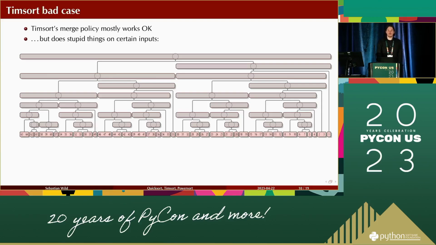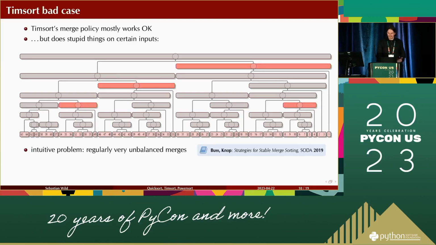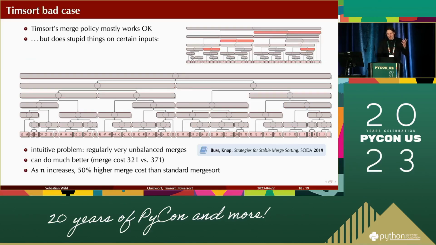But there's another problem that popped up a little later. And when this paper came out, that's when I got interested in the problem. It turns out for a certain pattern of run lengths, Timsort does really stupid merges. Namely, these red ones always just add one single element to a fairly long list to make it one longer. And it does all these reads and writes for just making very little progress. You can do much better with some other order of the merges. I will explain what these trees mean in a second in a bit more detail.